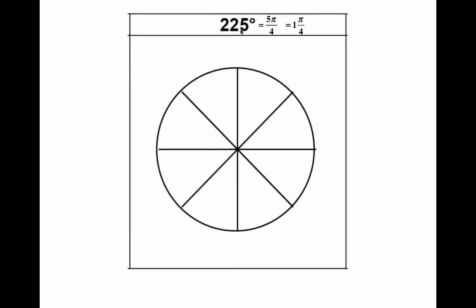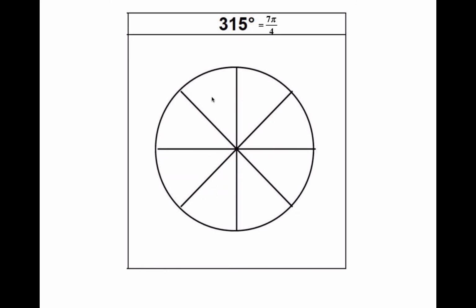Okay, 225 we said was 5 pi over 4. If we write it as a mixed number, 4 goes into 5 once with 1 left over. So it's 1 and 1/4 pi. So it's more than 1 pi by a quarter pi. So it's down here where both legs are negative 1.